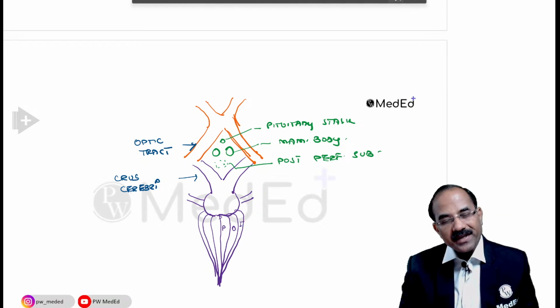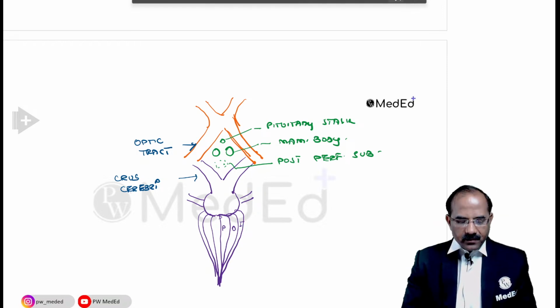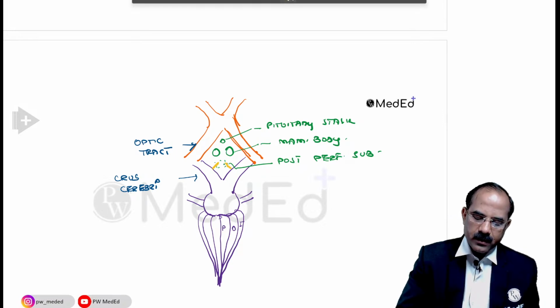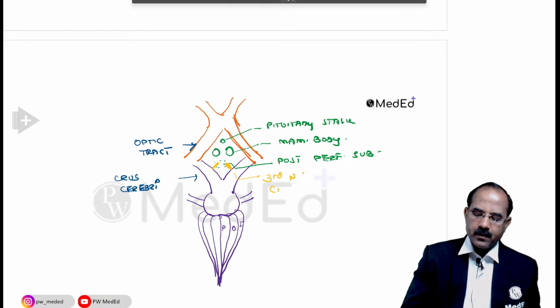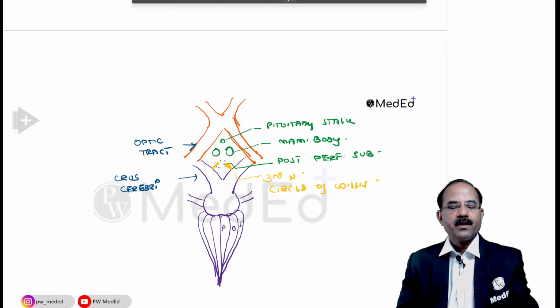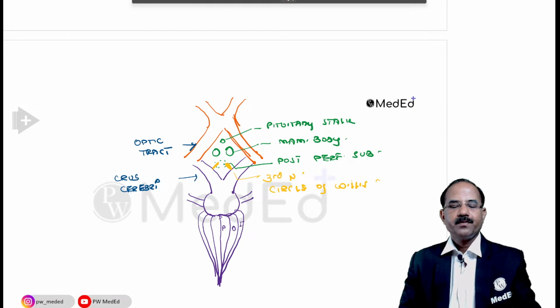What are the contents of this fossa? The contents of this fossa are the third nerve, that's a third nerve, and the circle of Willis. These are the contents of the interpeduncular fossa. Okay, third nerve and the circle of Willis. Clear to all of you?